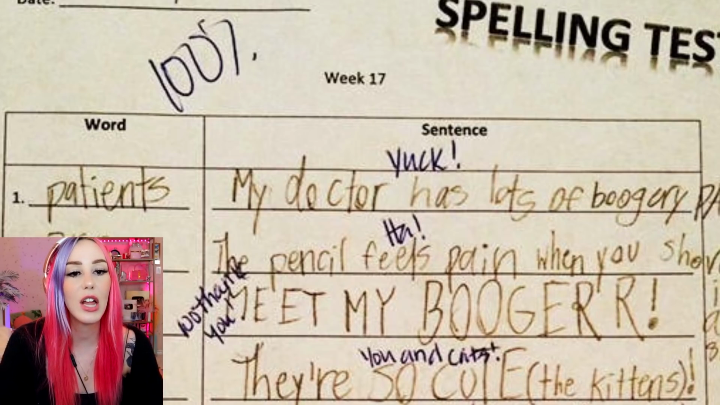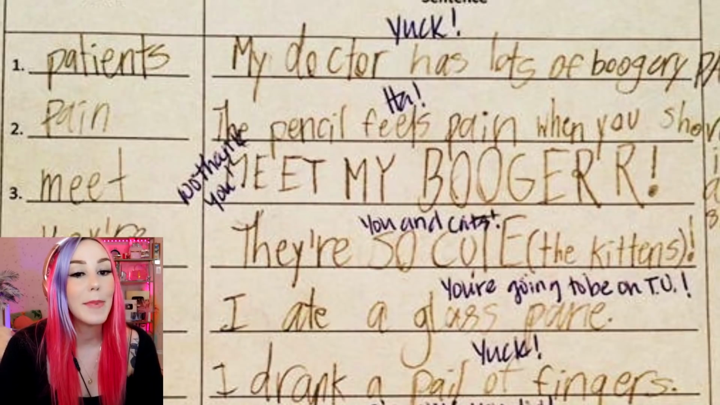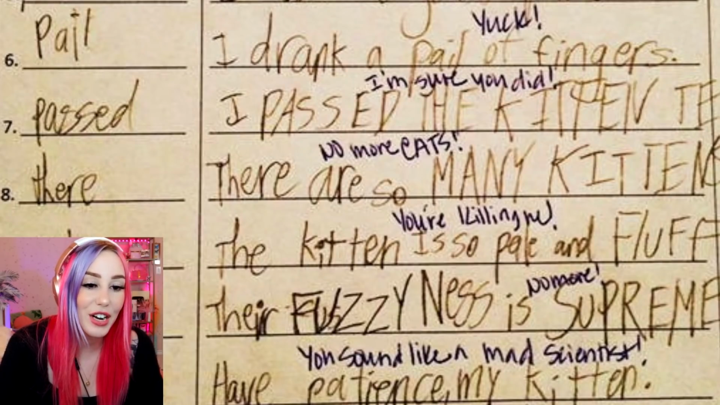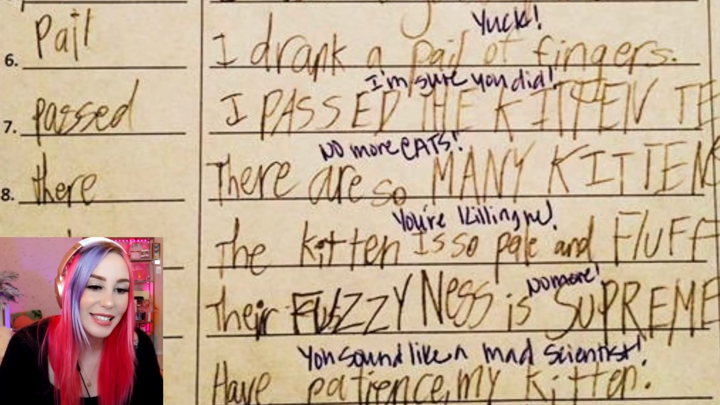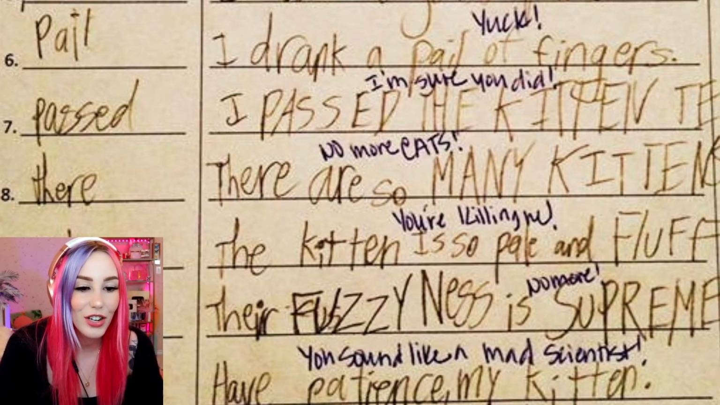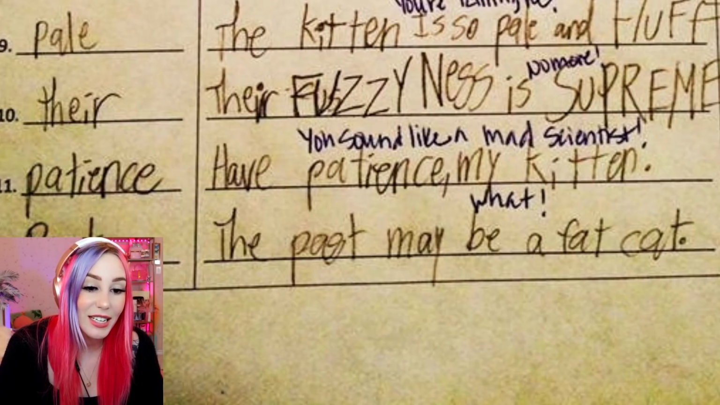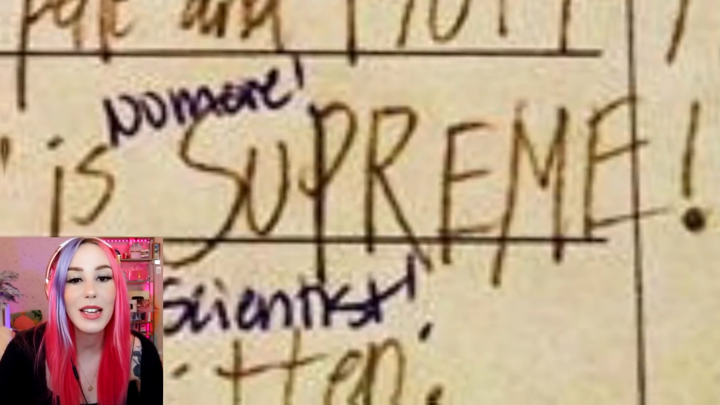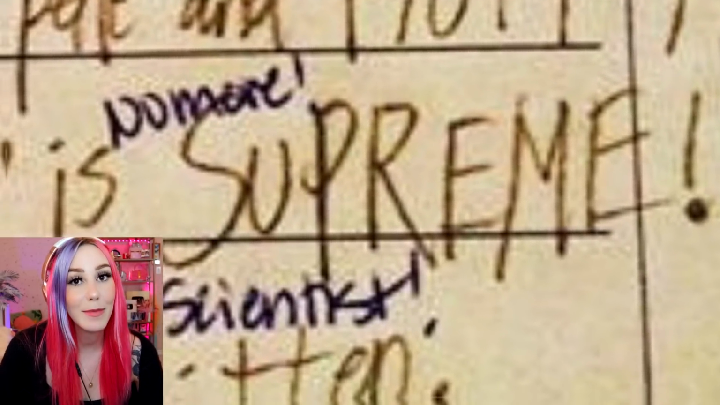So it looks like you have to write the word and put it in a sentence. Patience. My doctor has a lot of boogery patience. The pencil feels pain when you shove it into a sharpener. Pale. I drank a pail of fingers. Passed. I passed the kitten test. There are so many kittens. Pale. The kitten is so pale and fluffy. Their fuzziness is supreme. Okay, you're telling me this kid spelt the word supreme? Give this kid some extra credit.